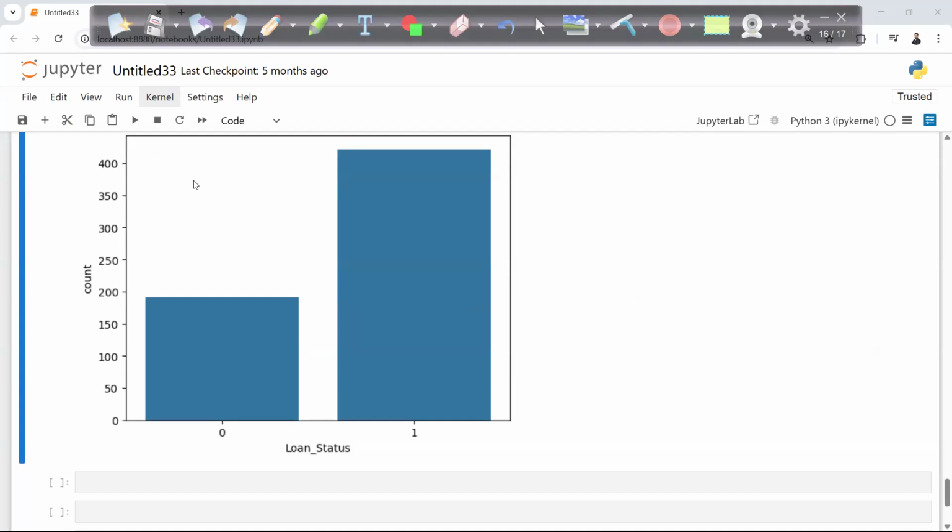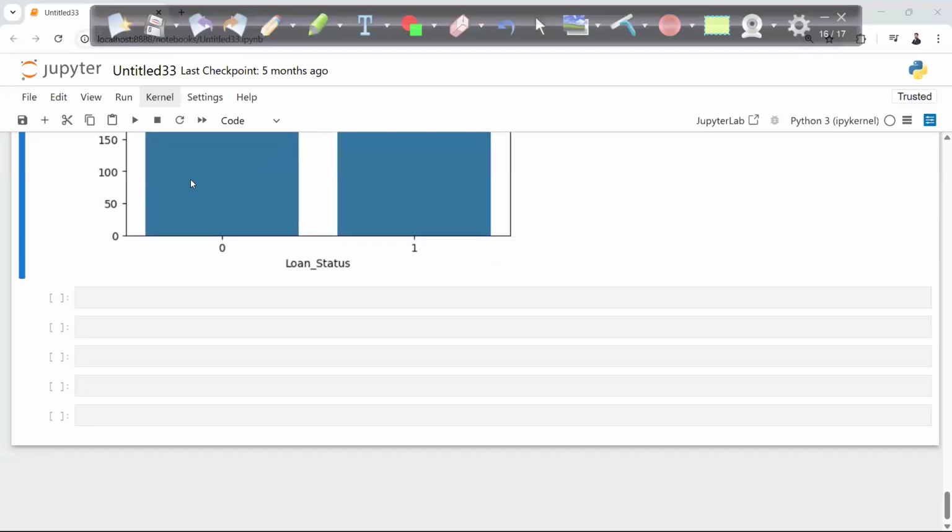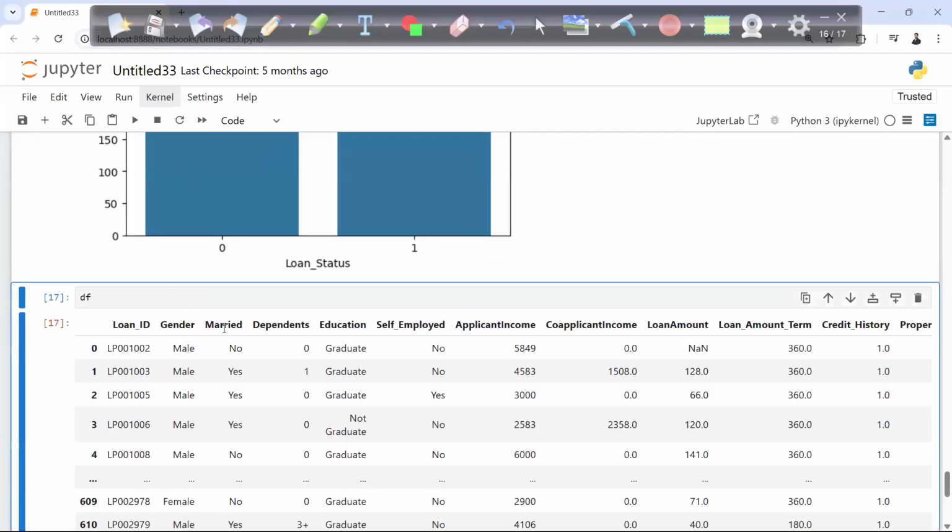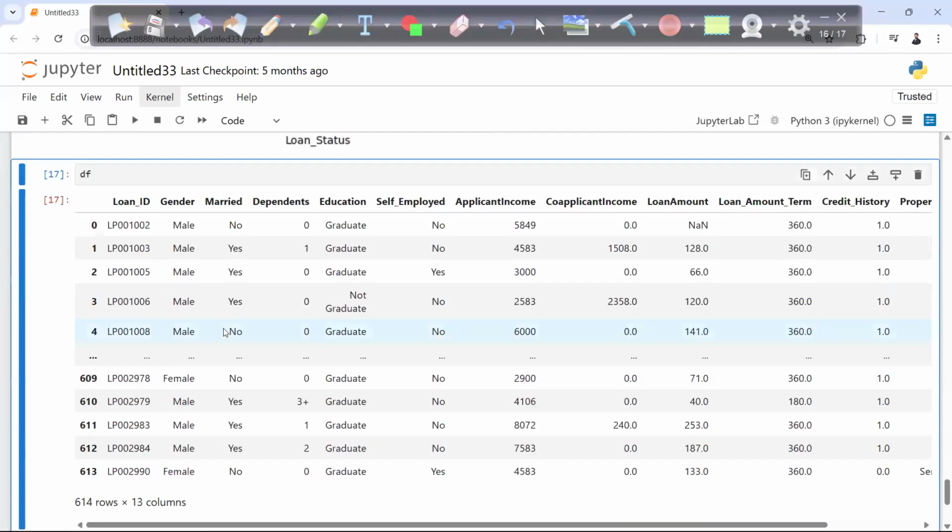Now let's get into the bivariate analysis. Now bivariate can be what? Bivariate can be two categorical. Bivariate can be one categorical, one numerical. Bivariate can be two numericals, right?